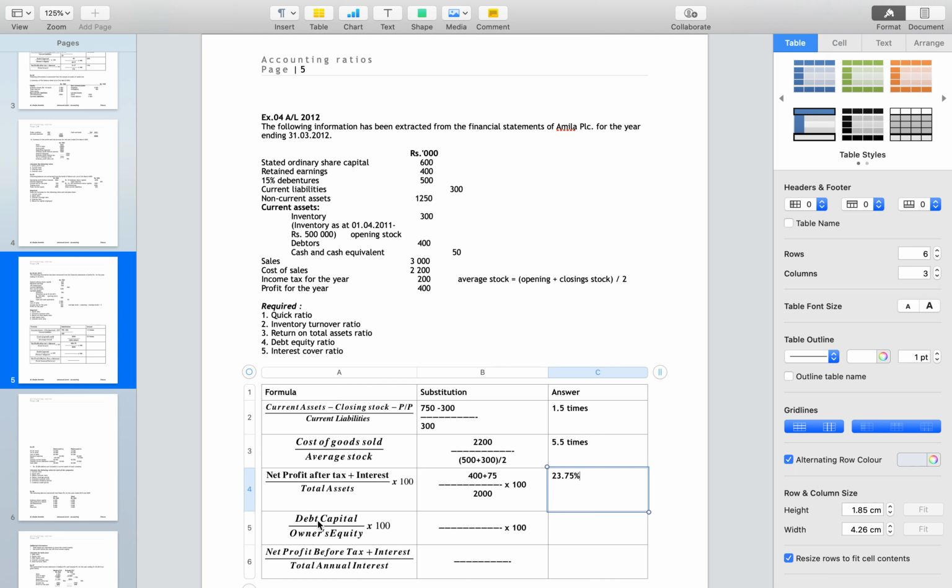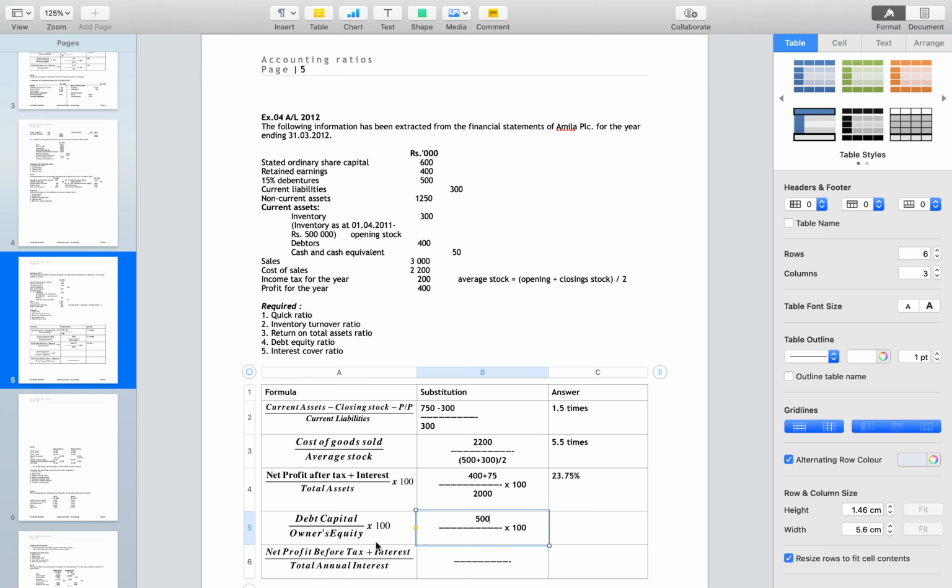Number one, debt capital. Last question I explained to you what debt capital means: non-current liability. So what are the examples of non-current liability? Bank loan, lease creditor, and also debenture. The only thing you can see over here is debenture, so you go and mark that. So debenture is 500.